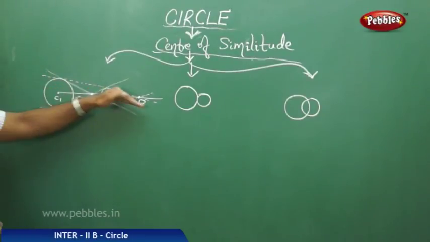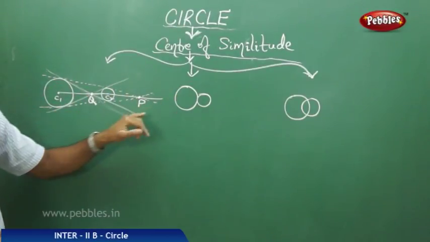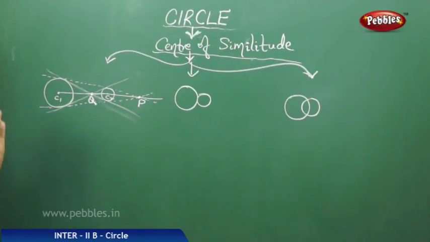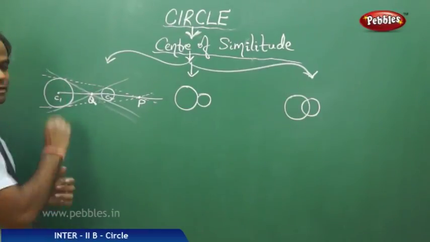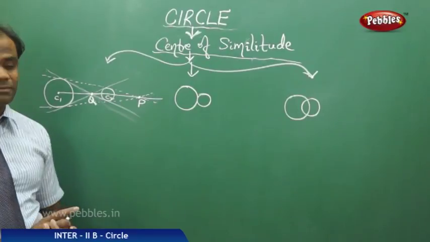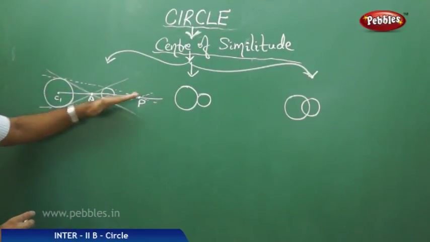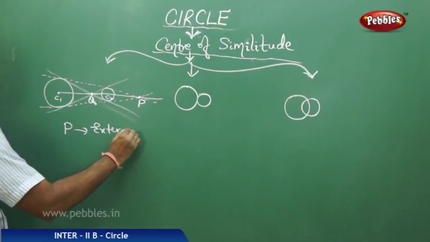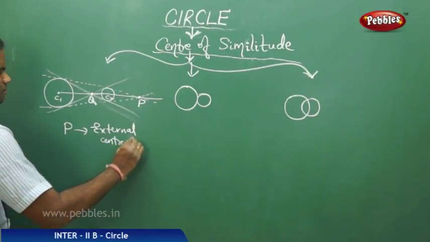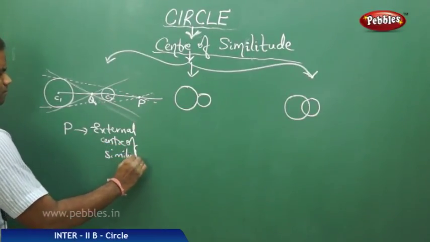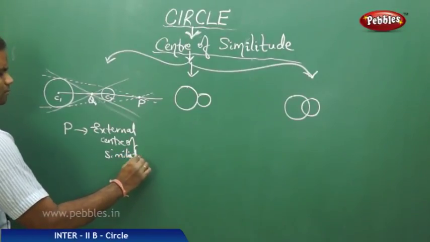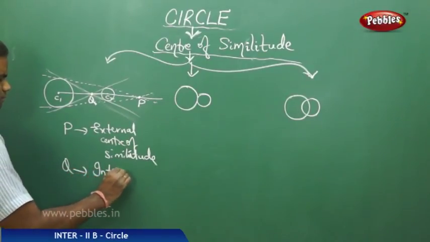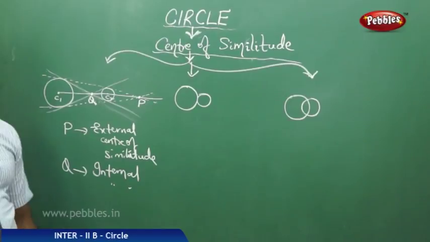When the pair of tangents intersect outside the two centers, this point is called the external center of similitude, and if the pair of tangents intersect between the centers, then that point of intersection is called the internal center of similitude. So in this case, these two tangents, when they intersect at P, is called the external center of similitude, and Q is called the internal center of similitude.